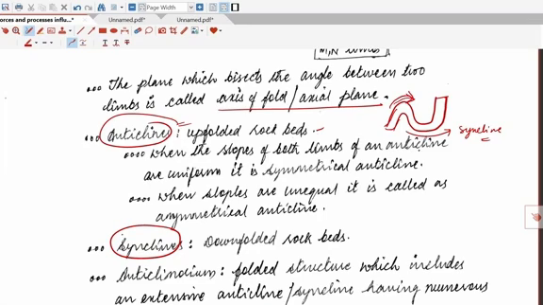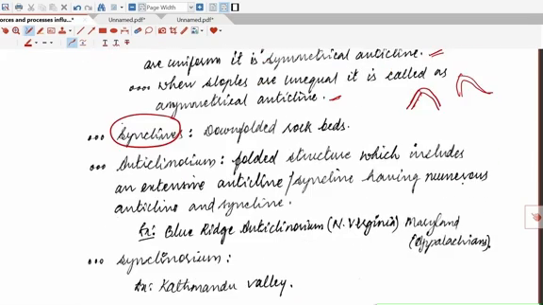When the slopes of both limbs of an anticline are uniform, it is a symmetrical anticline. And when slopes are unequal, it is called an asymmetrical anticline. That means if the slope is equal, then it is called symmetrical. If the slope is not equal, then it is called asymmetrical. As simple as that. And synclines are downfolded rock beds. That means if you consider this, this is called a syncline.